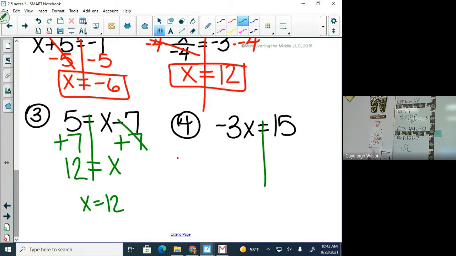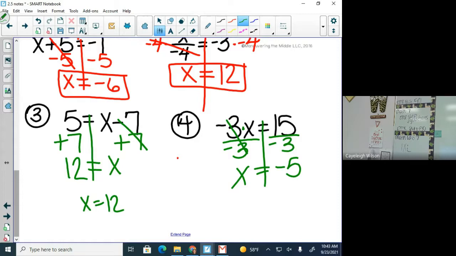-3x equals 15. So I'm going to look at the side that the X is on. And there's a -3 there with that X. What operation is that -3 doing? It's multiplying. This is -3 times X, but I want X to be alone. I need to get rid of it being multiplied by -3, so I'm going to divide by -3. So -3 divided by -3 is just 1x, which is X. And 15 divided by -3 is -5.